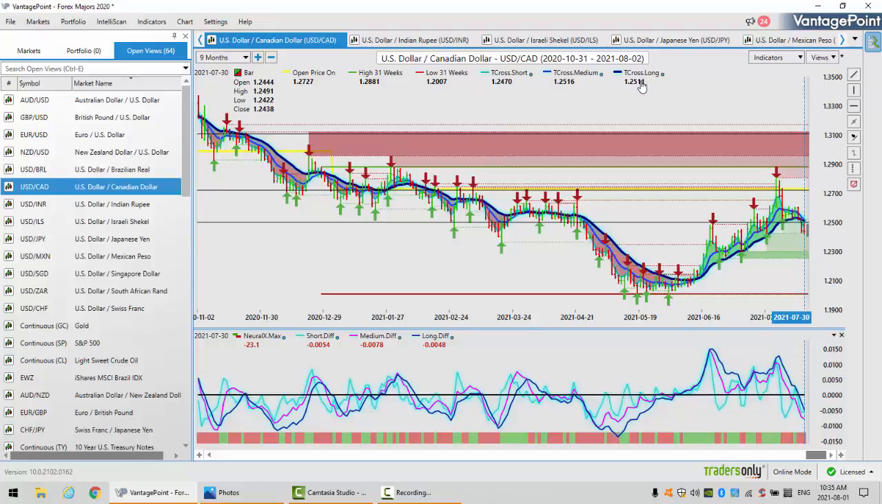Now, our T-cross long is 125.11. We've broken down below that. That's our resistance to begin the week. If we're holding below that, then we can expect US Canada to move lower.